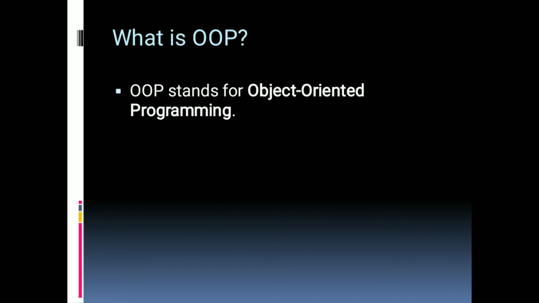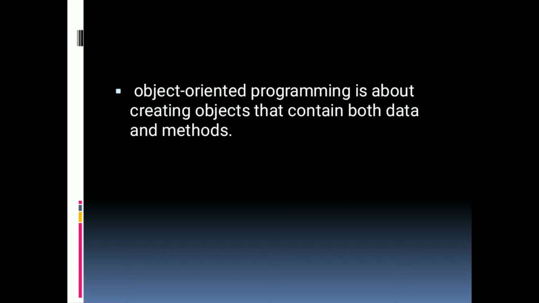Here in this video we are going to discuss OOPS concepts in Java. What is OOP? OOP stands for Object Oriented Programming. Object Oriented Programming is about creating objects that contain both data and methods. So the best example for object oriented programming is Java.